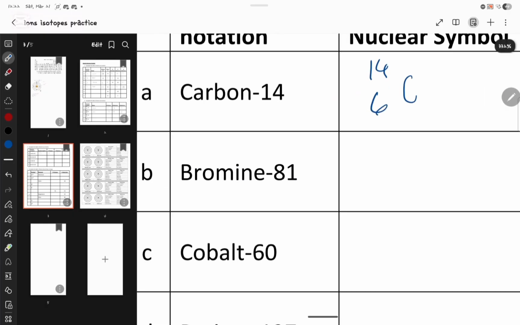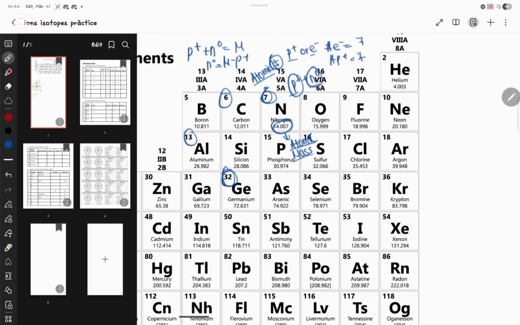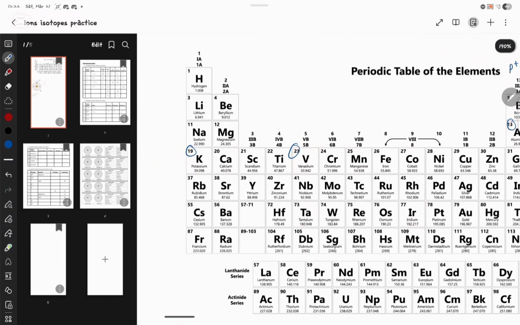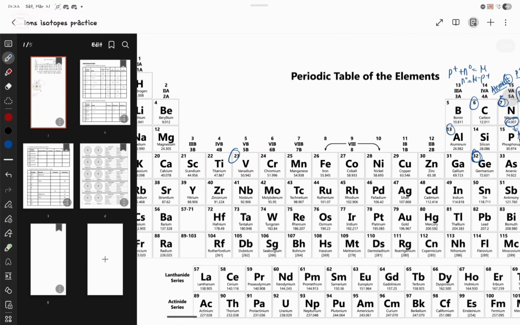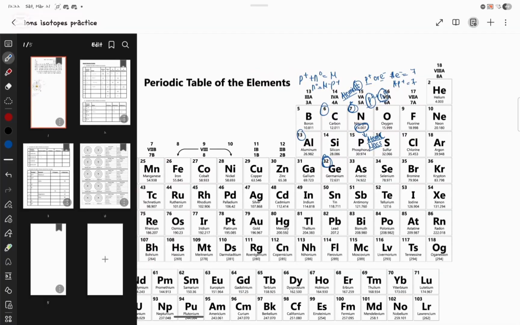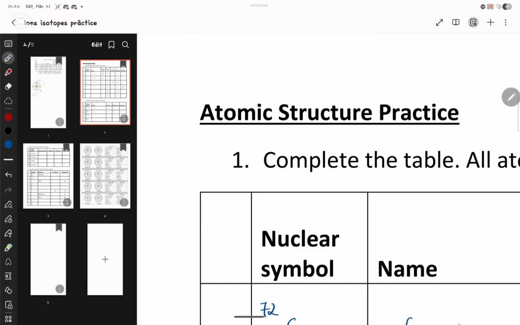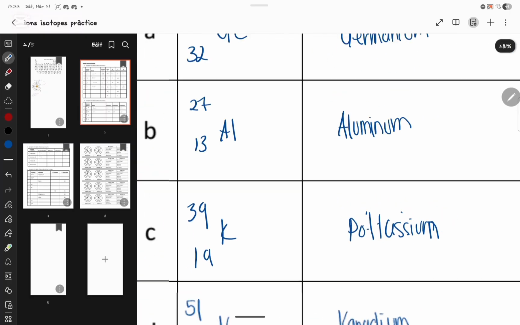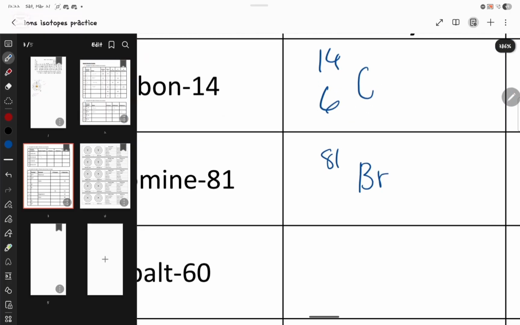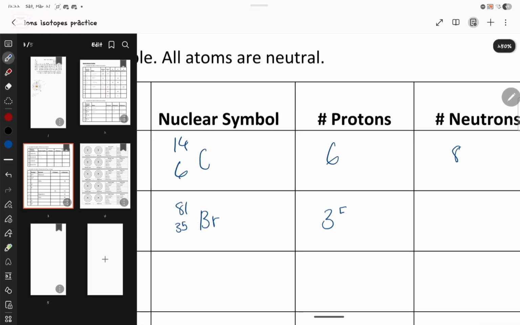See one more. Bromine-81. 81 goes on top here because it's the mass. Then you go find bromine on your periodic table. Bromine. Let's go find it. Where is it? Here, 35. Okay, that'll be your atomic number. From here you can figure out these columns pretty easily.